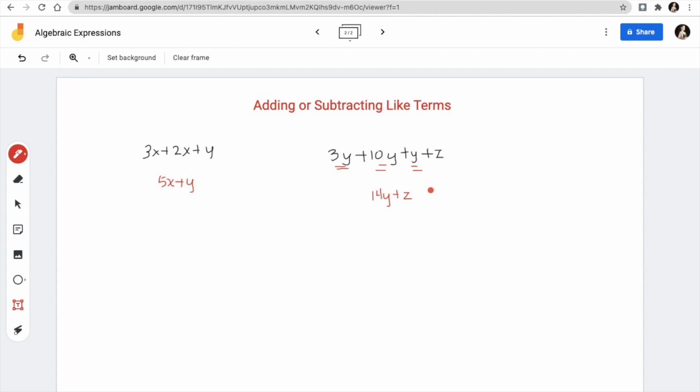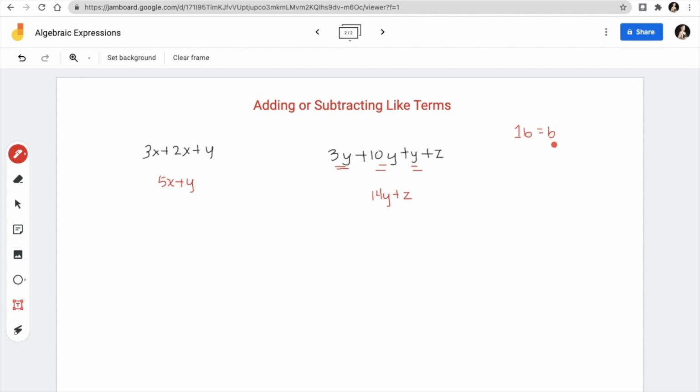Now, when you see a variable, let's say just a or b or c, whatever variable it is, it means that the coefficient is 1. So in algebra, instead of writing down 1b, automatically it means it's just b.